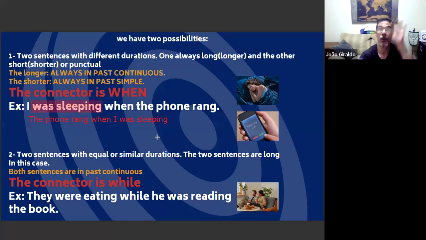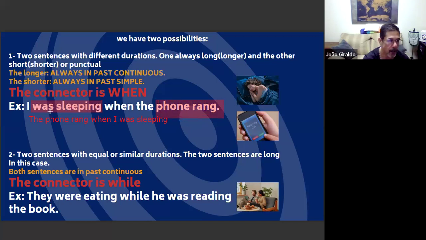In past continuous, verb to be was. The verb of action, sleep, in ing. I was sleeping. This is the longer action. When the phone rang is a punctual action, shorter duration, also in the past. This sentence in past simple or simple past. And you invert the order, but the logic is equal.